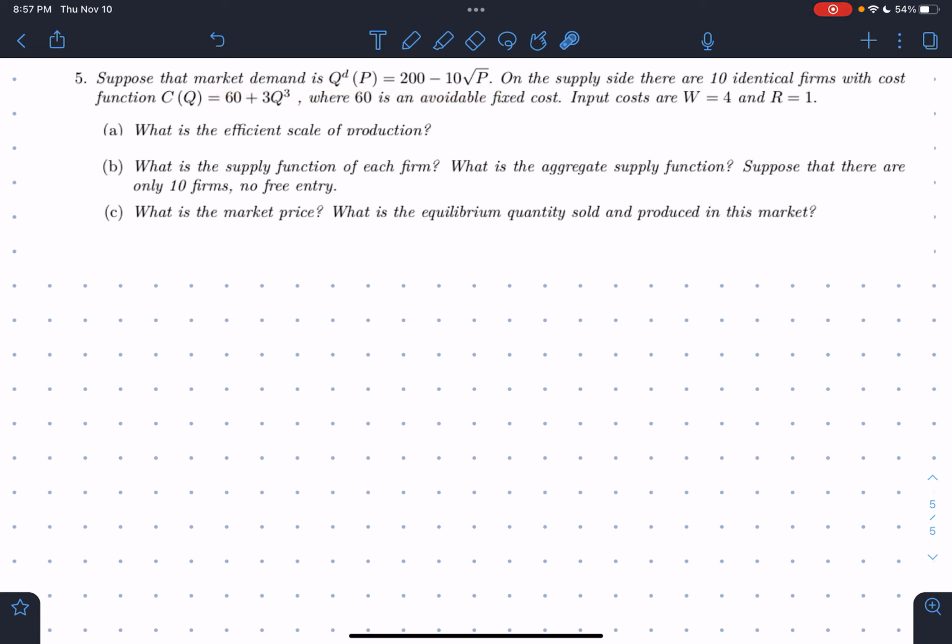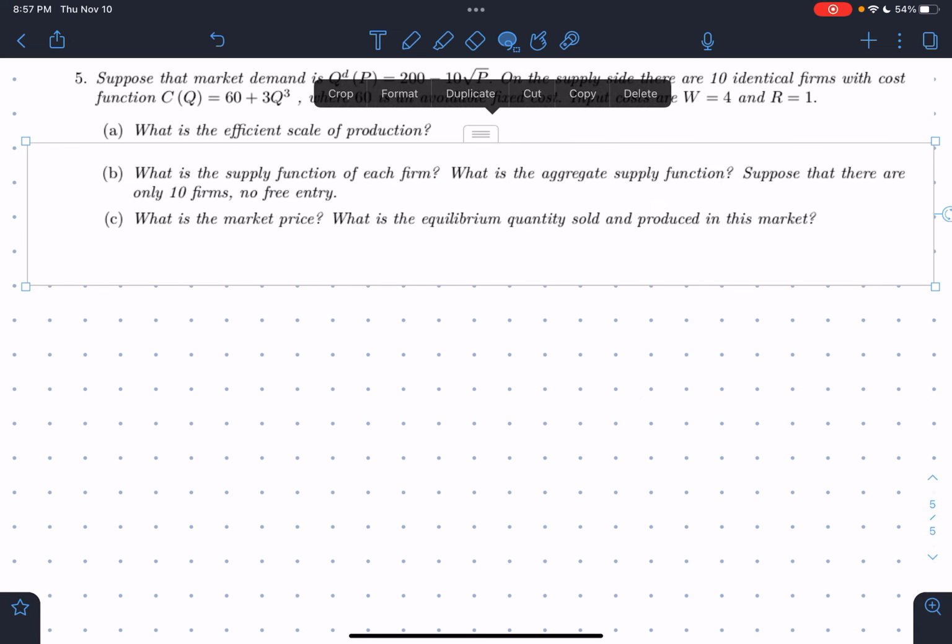On the supply side, there are 10 identical firms. Each has this cost function, 60 plus 3q cubed. The 60 is an avoidable fixed cost. Finally, we're given that the input costs are W is equal to 4, R is equal to 1. Okay. So this is the setup.